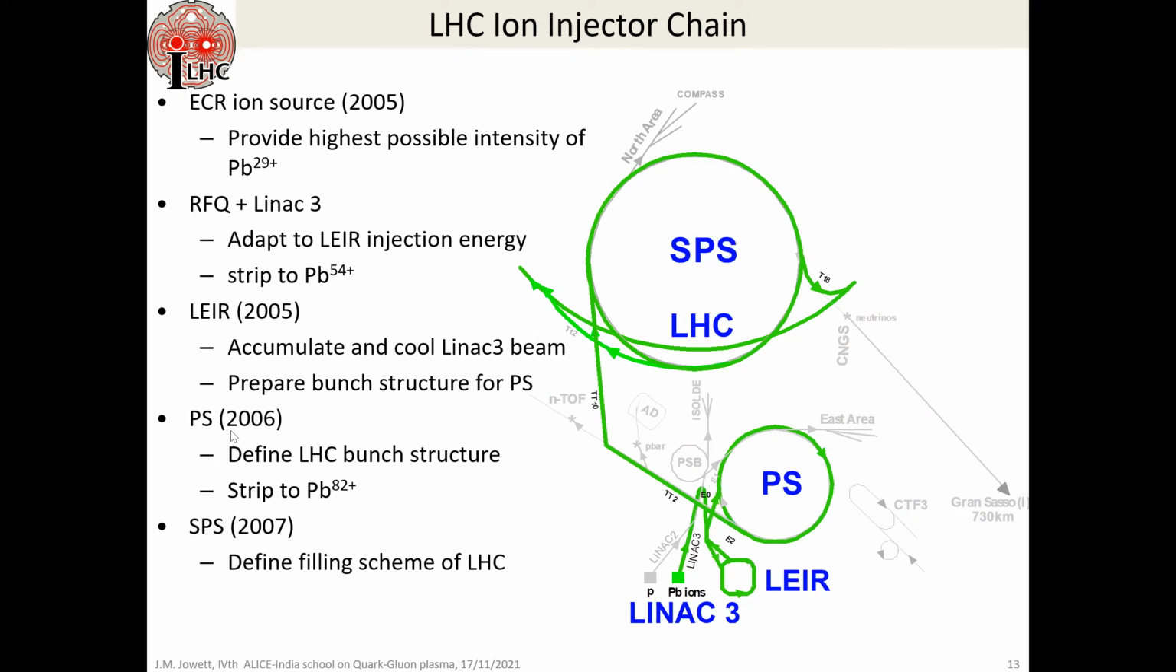the CERN PS. Now, from here on, in the PS, the injector machines are the same ones that are used for protons. This is the old CERN PS commissioned back in 1959. Of course, upgraded a lot since then. This defines the bunch structure for the LHC, and afterwards one strips to lead 82 plus in the transfer line to the SPS, which then defines the complete filling scheme of the LHC.